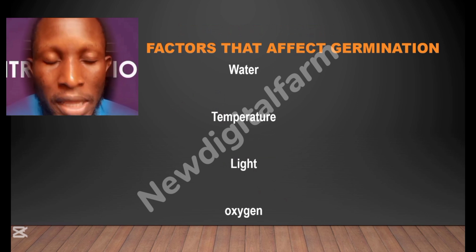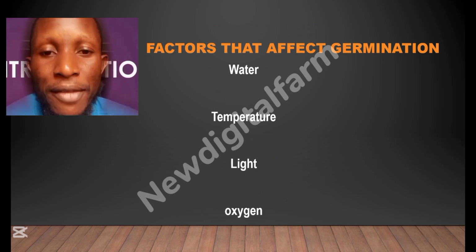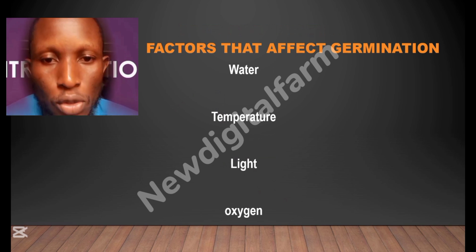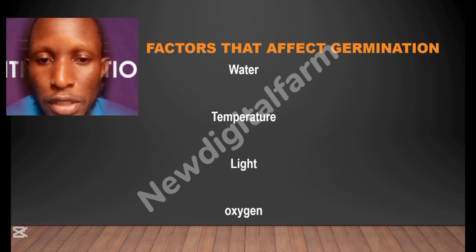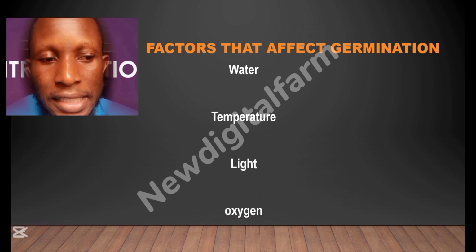So after light comes oxygen. Your seed needs air also. Just like humans, we need air. So everything a human being needs, the plant also needs. Water, temperature, light, and oxygen. These are the things your plant needs. And if any of these things is lacking, your plant will not germinate fine.